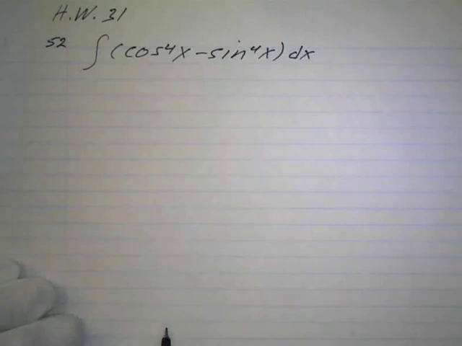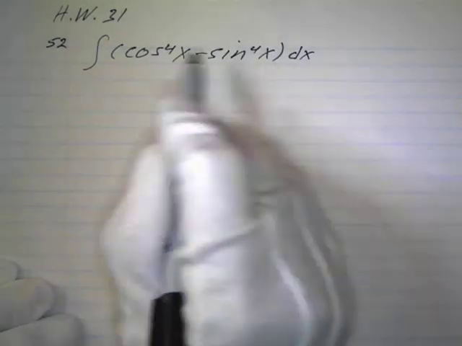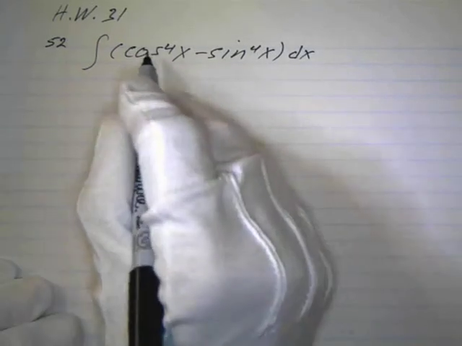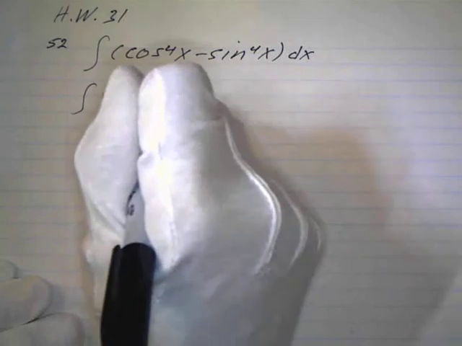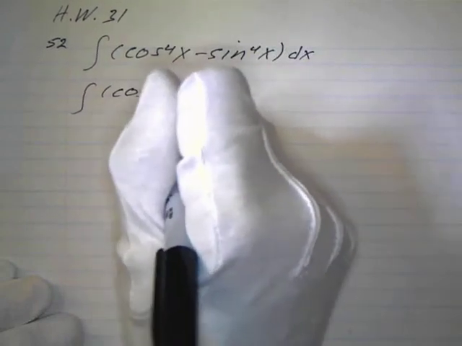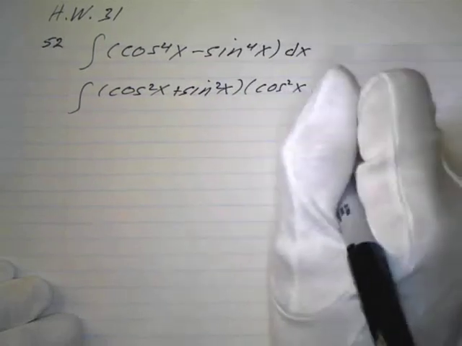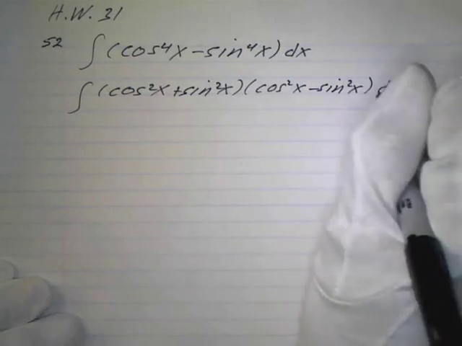And it looks like this is a perfect square in terms of cosine squared of x. So I can factor this. This is like a squared minus b squared is a plus b times a minus b. So I'll factor it like that, and you'll see what happens. Cosine squared of x plus the sine squared of x times the cosine squared of x minus the sine squared of x dx.